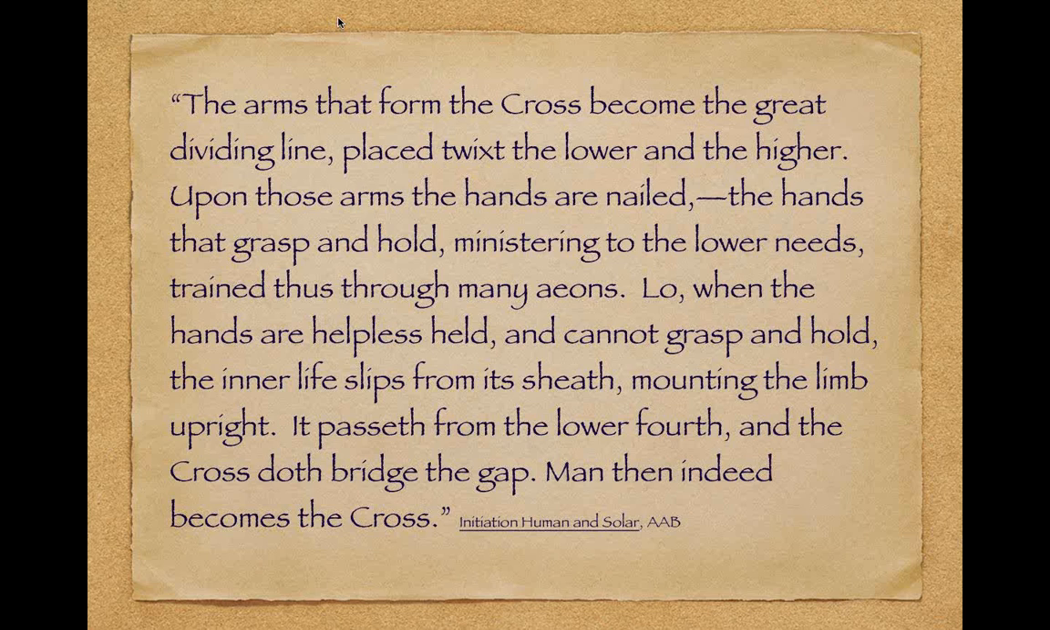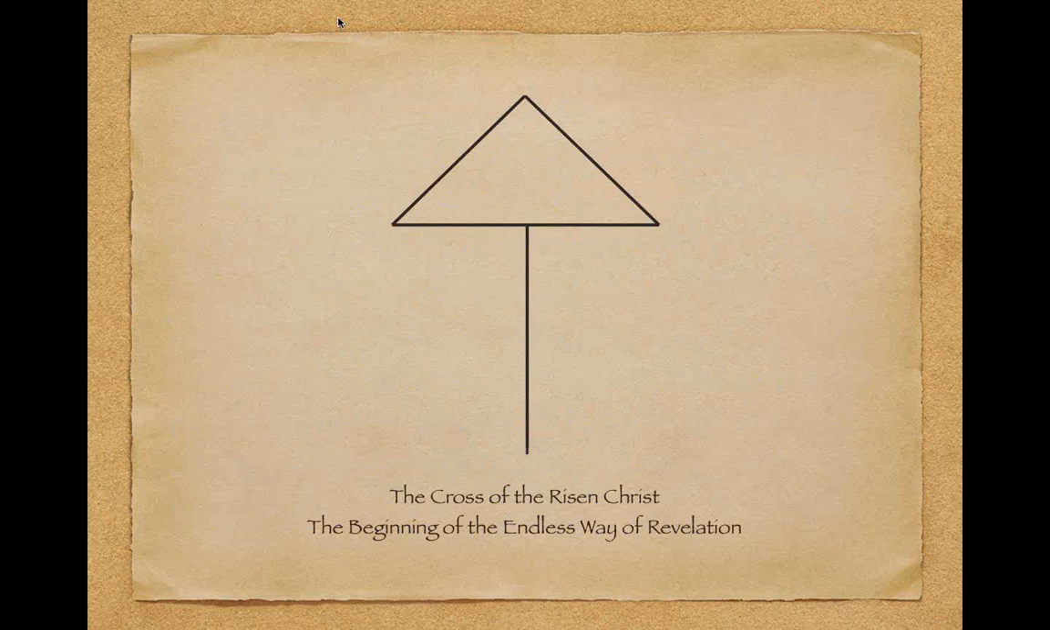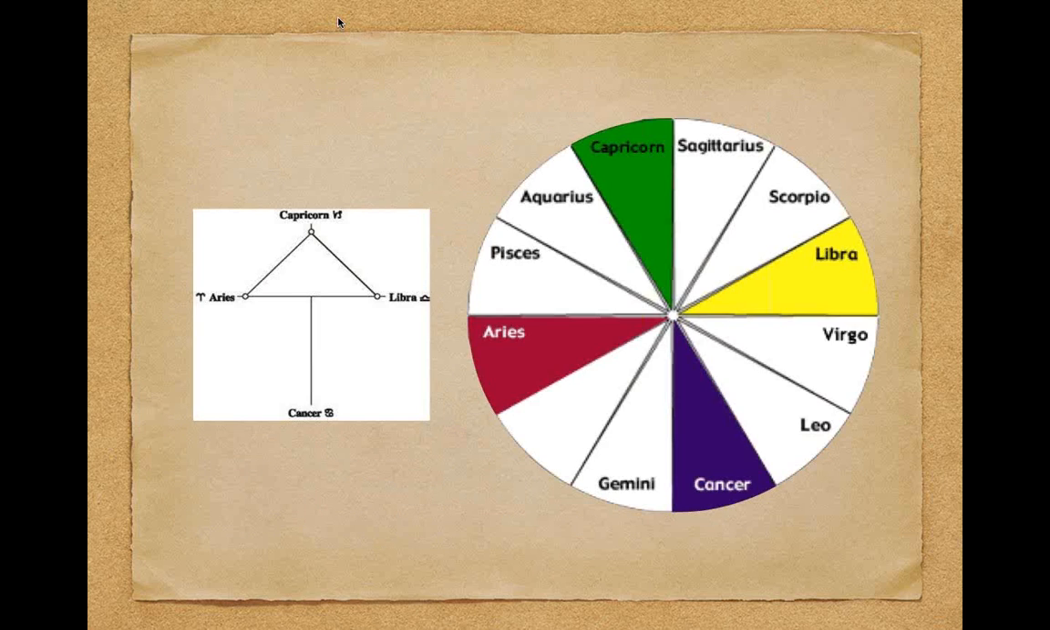Let's move on to the third cross. The third cross is called the Cross of the Risen Christ and the beginning of the endless way of revelation. The initiate's experience on this cross starts with that stage of consciousness called nirvana. The cardinal cross is experienced as a cross because for one so enlightened, just being in the realm of time and space is itself a kind of crucifixion.